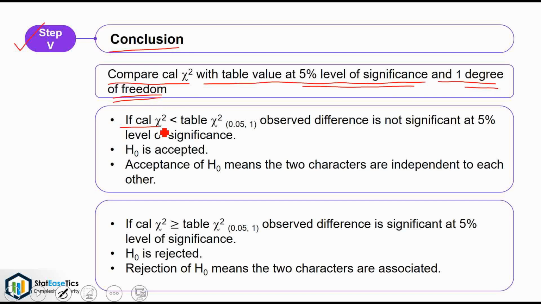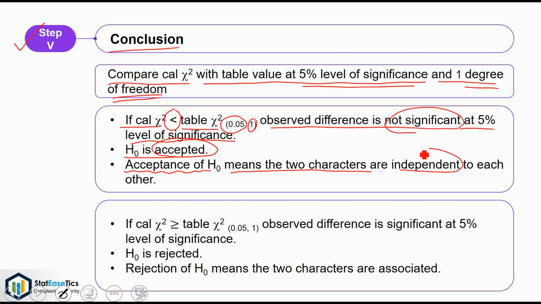If calculated chi-square is less than table chi-square at 5% level of significance and 1 degree of freedom, the observed difference is not significant at 5% level of significance, and H0 is accepted. Acceptance of H0 means the two characters are independent to each other.